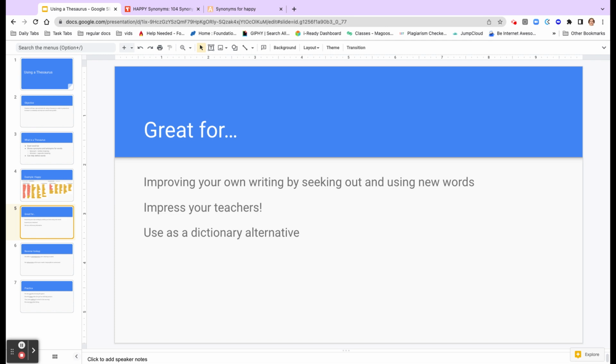Thesauruses are great for improving your own writing by seeking out and using new words. That way you can improve your own vocabulary, and you can also impress your teachers. Because if you're always writing sentences saying, he was sad about missing the party, but he was happy that he got to do this, and he was happy and he was sad, and he was sad and he was happy, if you're using the same words over and over and over again, it gets really repetitive, and it's not really great at showing off. And again, you can use it as a dictionary alternative. So that's what this next one is.